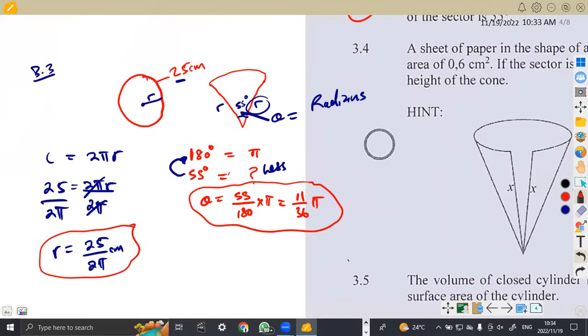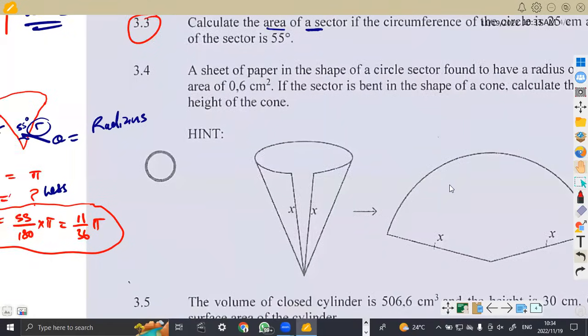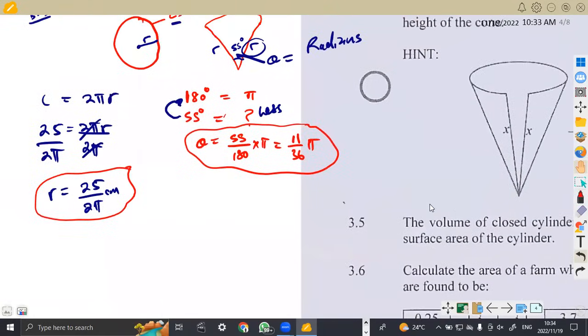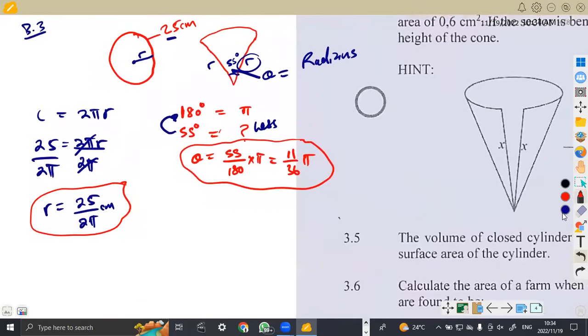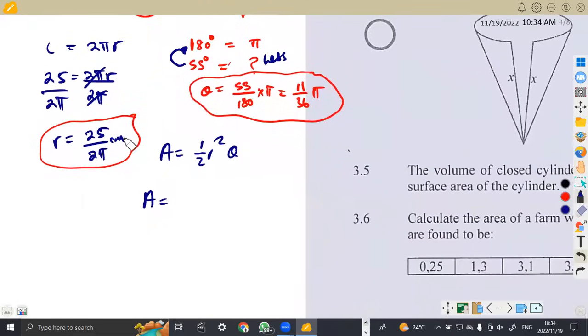Now we want to calculate the area. Take note, the question was for you to calculate the area of a sector. And we know from our formula, if theta is in radians, the area of a sector is given as half r squared theta. So the area is half r squared, with the radius we got here, which is 25 over 2 pi, all squared, times theta, which is 11 pi over 36. All right, so that's it.